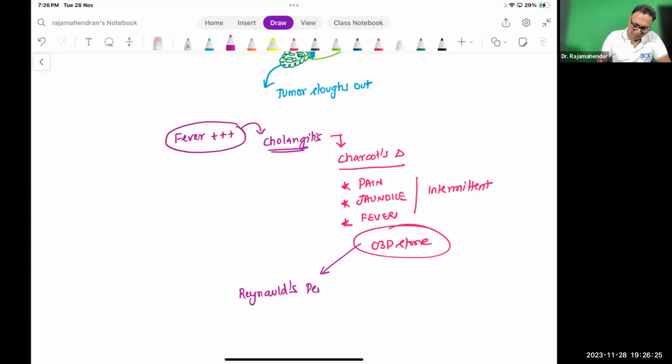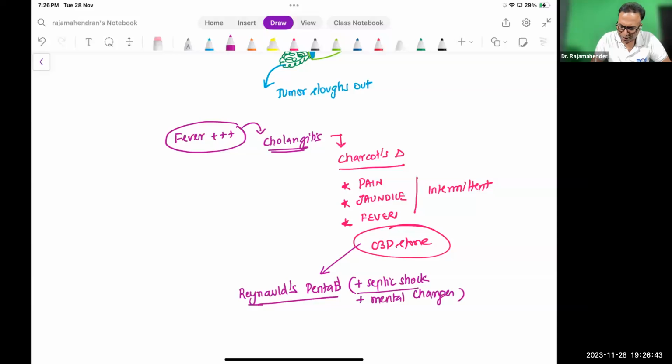What is Reynolds pentad? It is characterized by pain, jaundice, fever, plus septic shock and mental changes. The patient will become unconscious, with mental changes. So septic shock and mental changes are associated with Reynolds pentad. So when a patient comes to you with fever, altered sensorium, pain, jaundice, fever, think of CBD stone causing cholangitis.